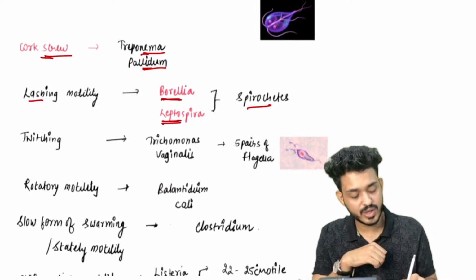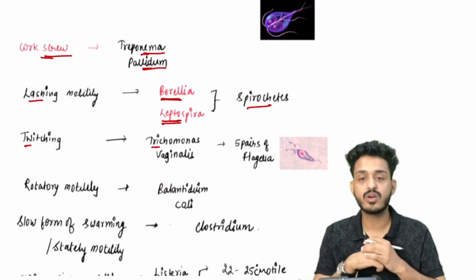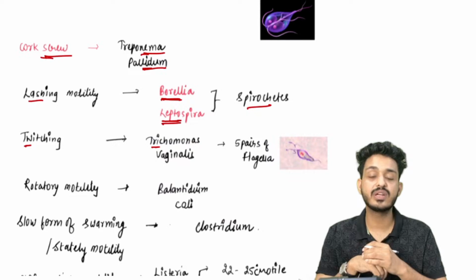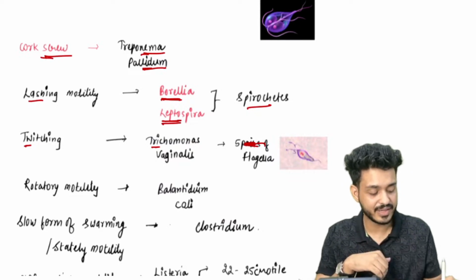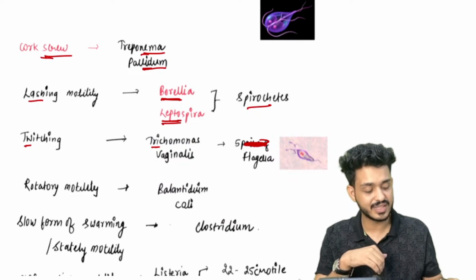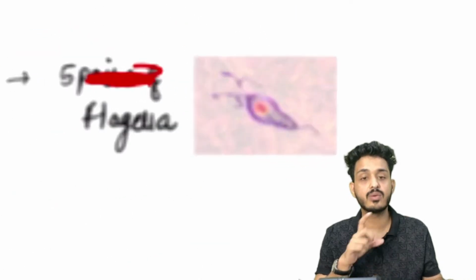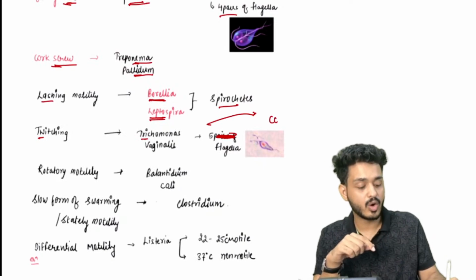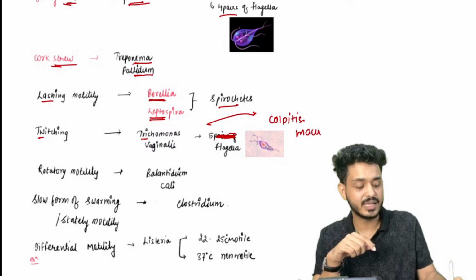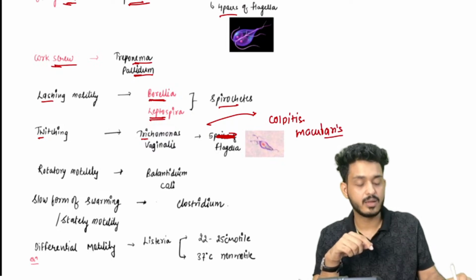Okay. Twitching motility, T for twitching, T for Trichomonas vaginalis. Twitching is seen with Trichomonas vaginalis. It will be having 5 flagella. Okay, this is your Trichomonas vaginalis. That would be causing what we have seen, that is your Colpitis macularis, basically also known as strawberry vagina.